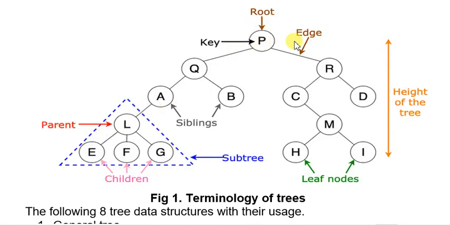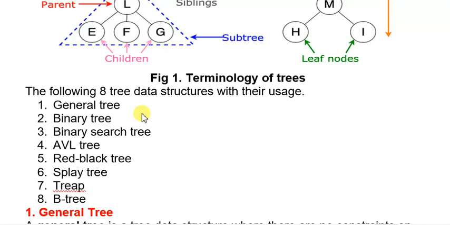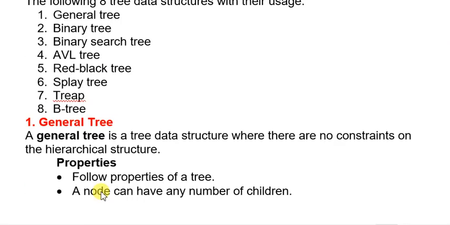Every child has only one parent, but one parent can have many children. Parent, key, edge, siblings, subtree, children, parent, leaf nodes, and the height of the tree. Terminology of the tree. There are the following 8 tree data structures with their usage: general tree, binary search tree, AVL tree, red black tree, splay tree, treap, and B tree.